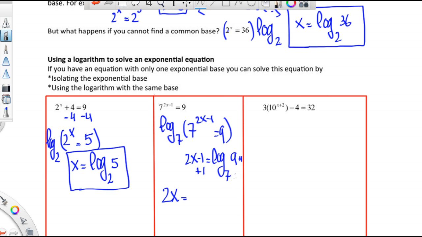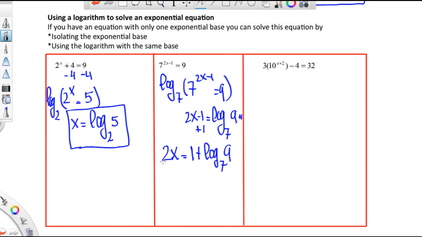Now, I wouldn't put the plus 1 here because now I'm not sure, is it 9 plus 1? So it's 1 plus the log base 7 of 9. It's a little clearer in terms of communicating. And then the last step is to divide by 2 so that you get rid of that. And you can just leave it this way. Okay, it's not a horrible looking answer. But at the same time, I don't really know how much this is going to be either.